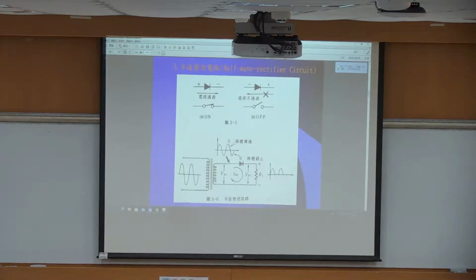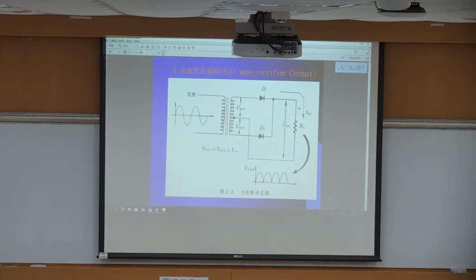So as we can see, the output voltage is the voltage across the load resistance, and we have a waveform like this. It doesn't have a negative voltage when the waveform is handled by this circuit, and it has only positive and zero voltage, as we can see on the right of this figure.